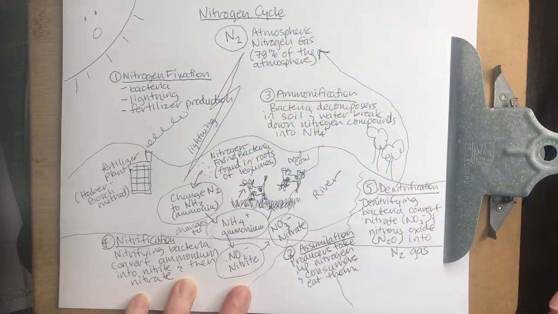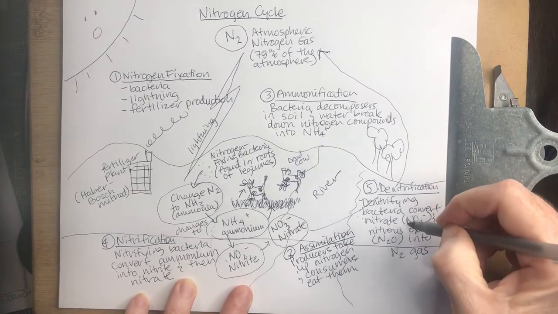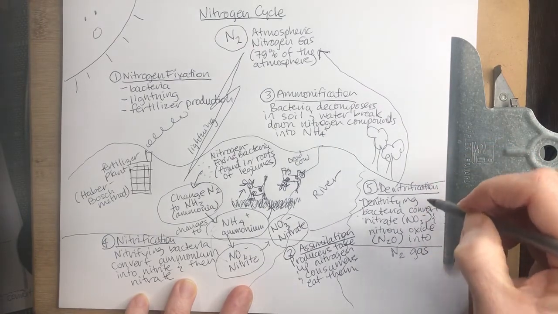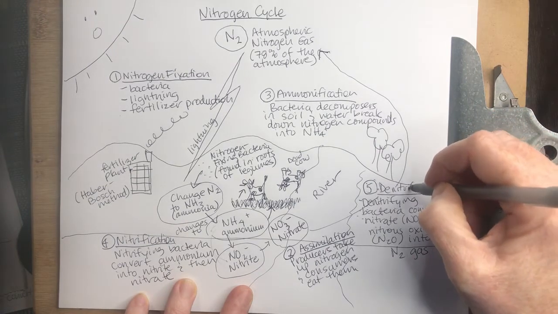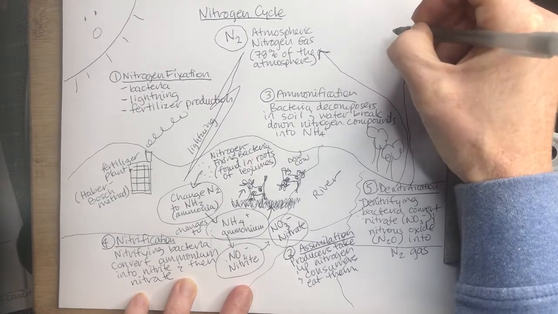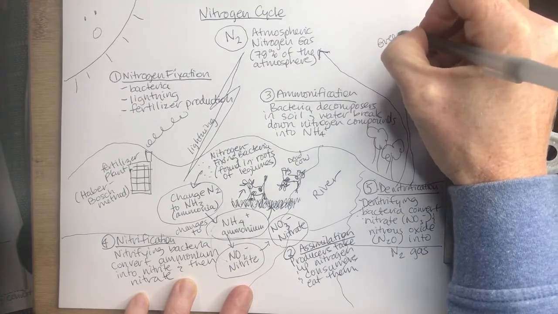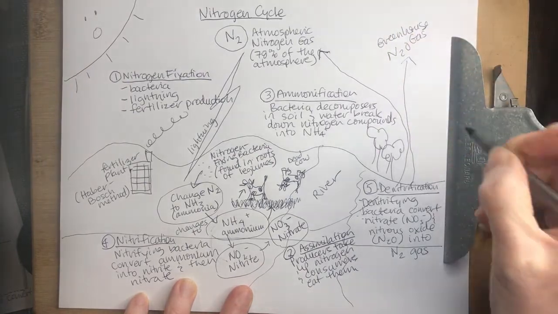So let's add some arrows. And one more thing I want to point out right here, we're not going to talk about much more today, is that some of this N2O, nitrous oxide, escapes also into the atmosphere and becomes a greenhouse gas. So that can be a byproduct of agriculture.